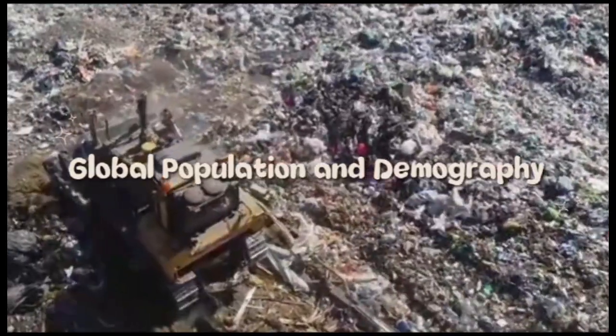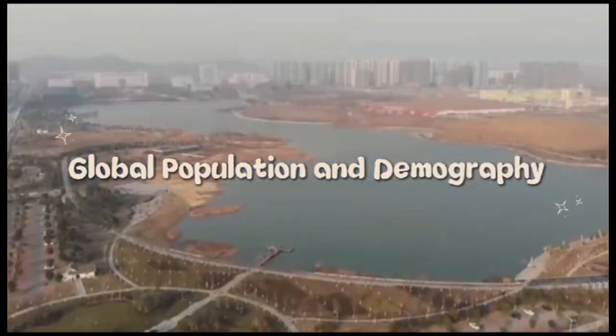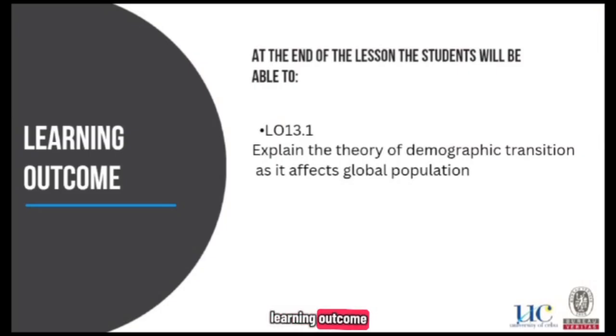Global population and demography. Learning outcome: at the end of the lesson, the students will be able to (LO 13.1) explain the theory of demographic transition as it affects global population.